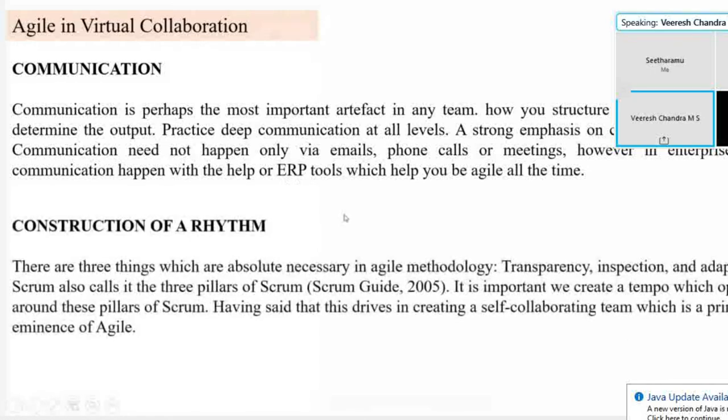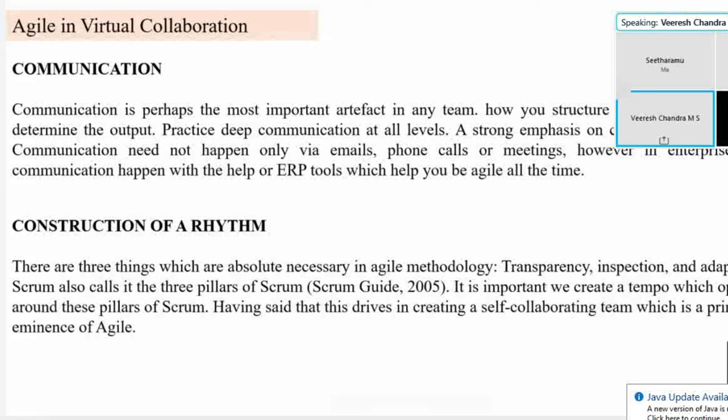Then, construction of a rhythm. Three pillars of Scrum. I told you about the framework of agile methodology, and Scrum is also one of the frameworks. The three pillars of Scrum are transparency, inspection, and adaptation. Be transparent, inspect the solutions, and adapt them finally. So it is important that a tempo is created which operates around these pillars of Scrum.